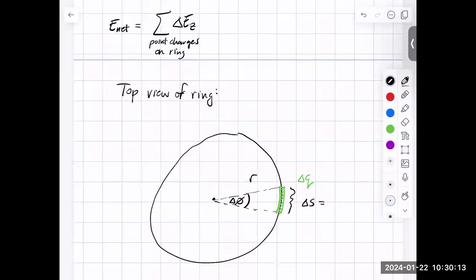How do you calculate the length of an arc for a piece of circle? It's radius times what? This delta phi, exactly, right? So this is r delta phi.